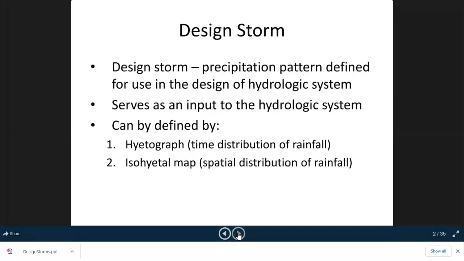Here, guys, design storm. Design storm is a precipitation pattern defined for use in the design of a hydrologic system. It serves as an input to the hydrologic system and can be defined by a hydrograph and an isohyetal map. Hydrograph is the time distribution of rainfall, and isohyetal map is the spatial distribution of rainfall.